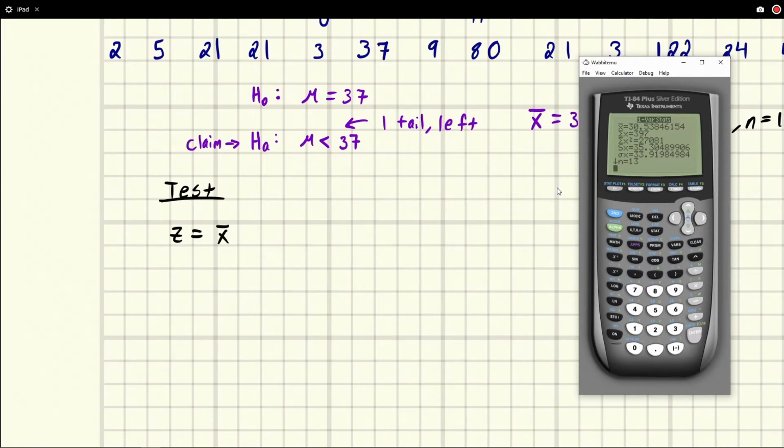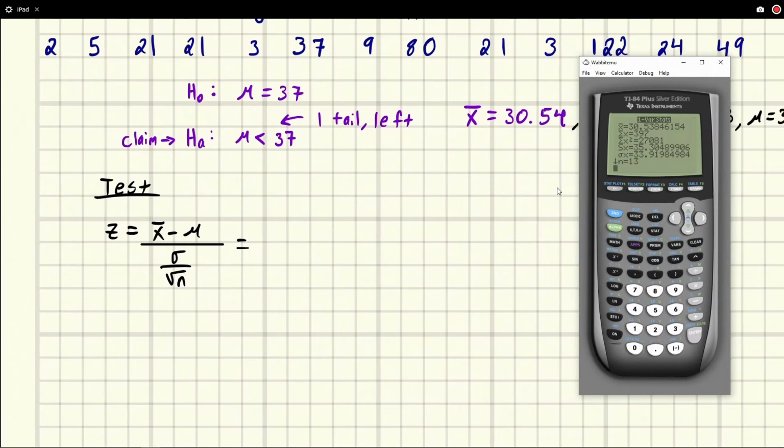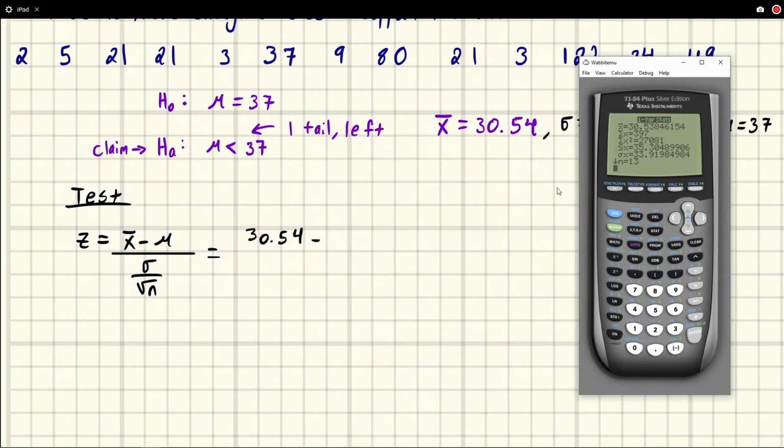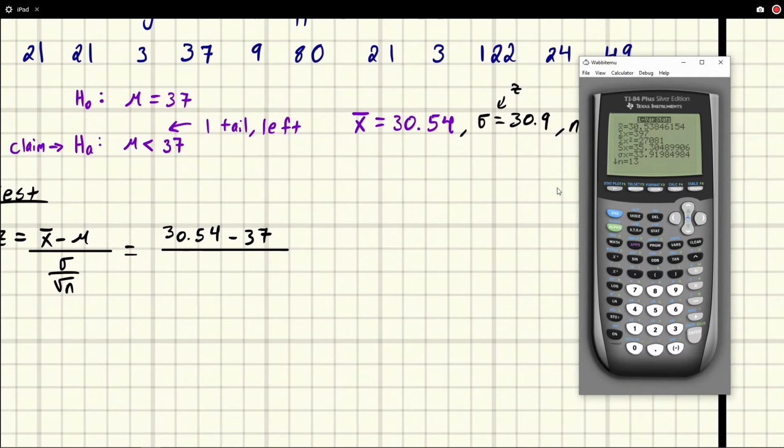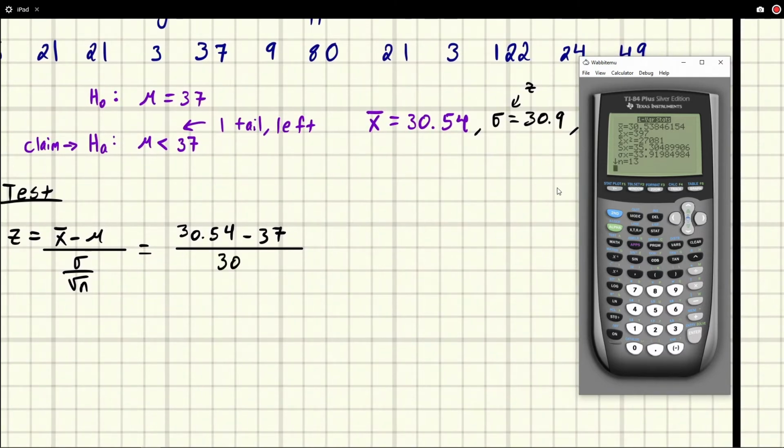Remember, the formula is x bar minus the mean, over the standard deviation divided by the square root of n. If we plug these numbers in, x bar is 30.54, which we just calculated, minus the mean, which is the population mean, 37. We've got quite a large standard deviation at 30.9. And our n is 13.